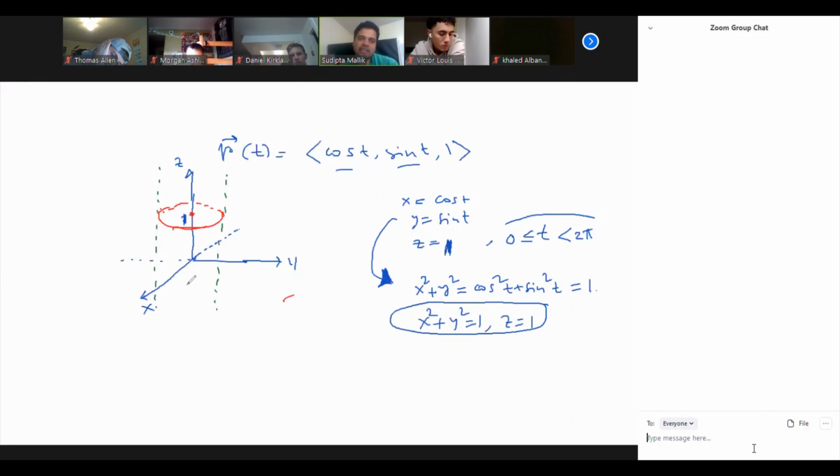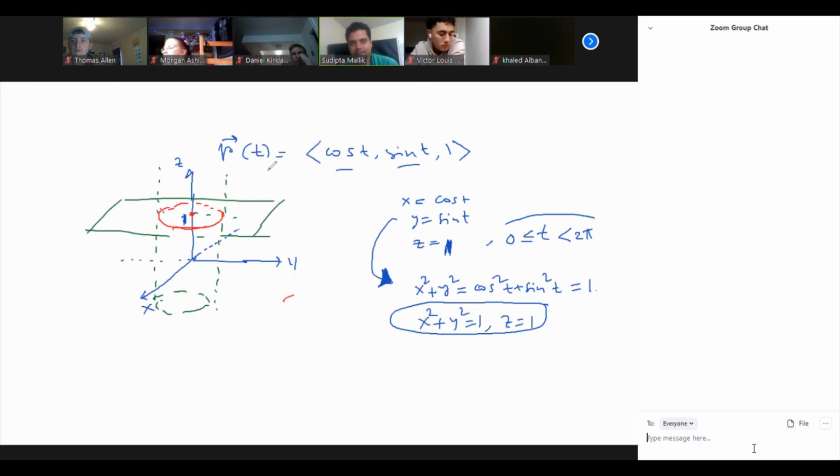Now you are intersecting that cylinder with the plane z equals 1. So z equals 1 is this plane, right? It intersects the cylinder at this circle. So this red curve is given by this vector-valued function.